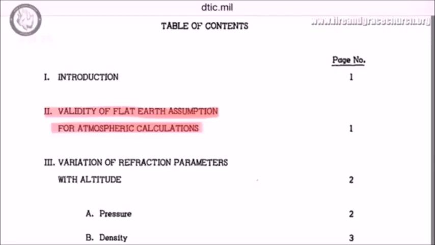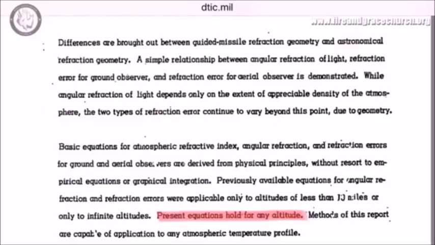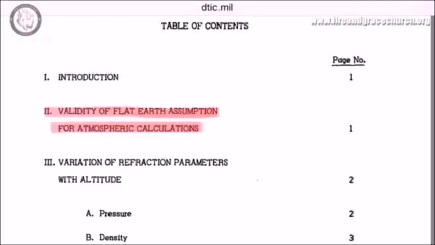Table of contents, introduction, validity of flat earth assumption for atmospheric calculations. Validity. You know what validity means? Something that is a solid fact. Let me back up. Remember, present equations hold for any altitude. And this is the introduction. This is the table of contents, introduction, the validity of flat earth assumption for atmospheric calculations.